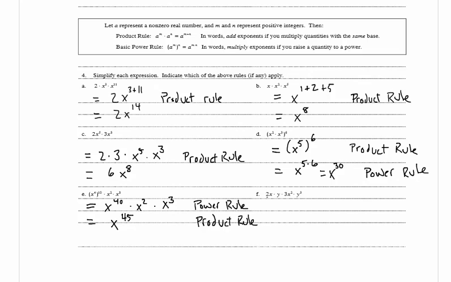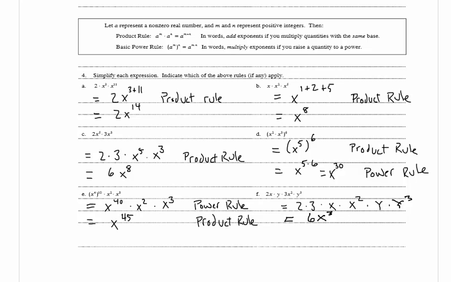In F, we have 2x times y times 3x squared times y cubed. So here we have 2 times 3 times, we have an x times an x squared times y times y cubed. And now we have 2 times 3 is equal to 6. And we have x times x squared. And so our base is x, and we're using the product rule. So we're going to add our exponents. So we have 1 plus 2 is equal to 3.